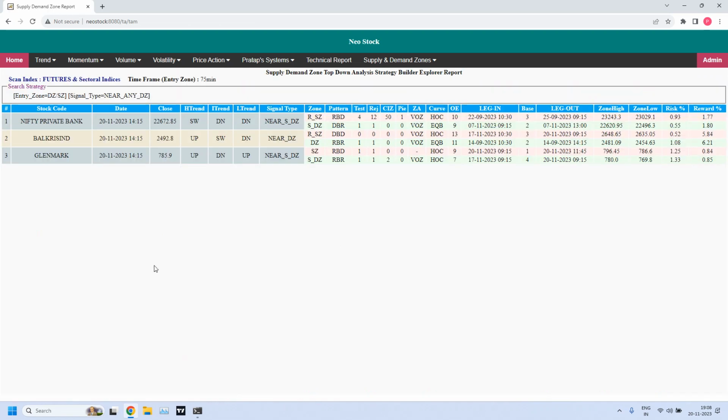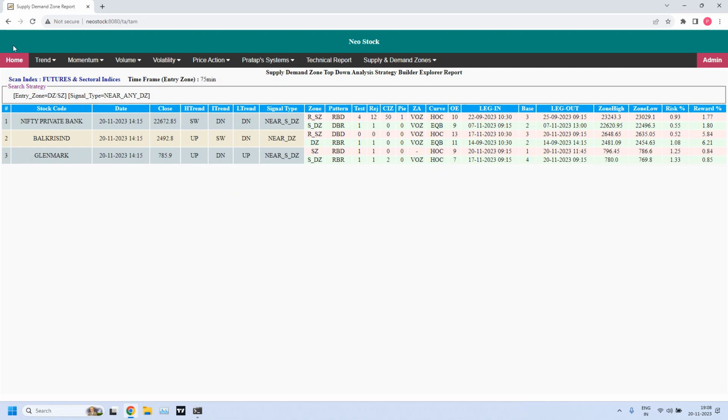So these are the three stocks near to the 75 minutes demand zone. We have a couple of high liquidity zones. One is Nifty Private Bank, that is the index. Glenmark is the other one, which is already tested once. And this is high on the curve.